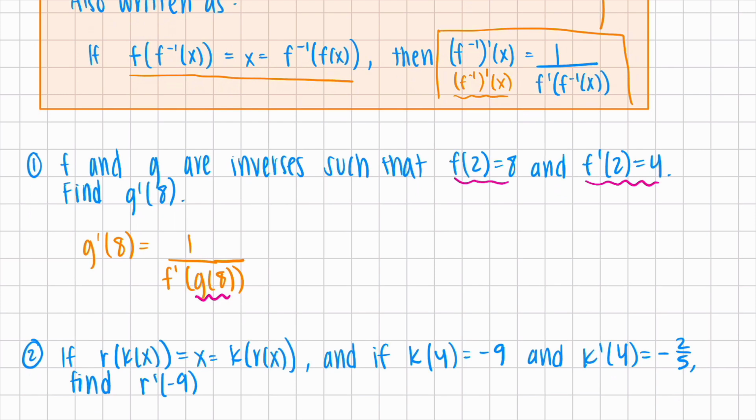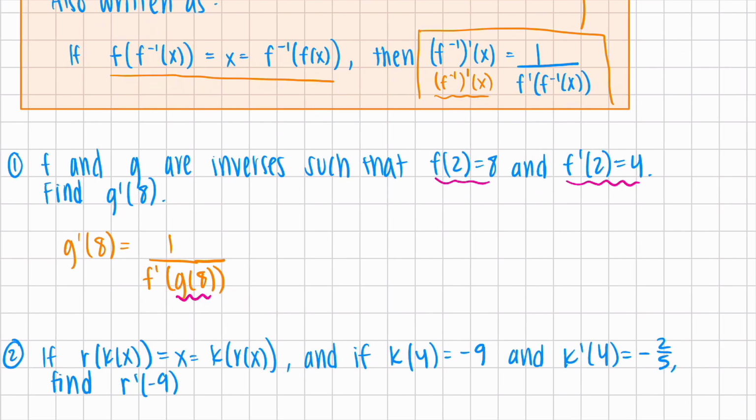But if we know about inverses, we know that if f of 2 equals 8, I can switch the x and y values. That means g of 8 equals 2. That's a property of an inverse. If I have one ordered pair for f, I can switch the x and y, and that's automatically an ordered pair for g. So g of 8 equals 2. I'm going to plug that in. I have 1 over f prime of 2. So instead of g of 8, I have 2. Now I need f prime of 2, and they did give that to me. F prime of 2 equals 4. So I get 1/4.